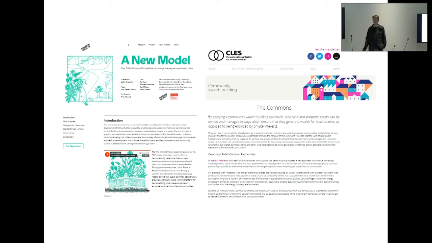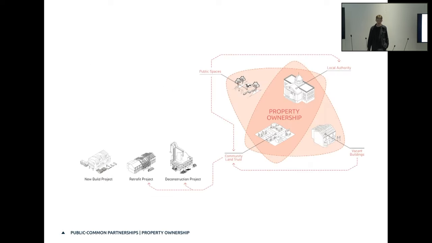These are models of joint ownership and governance where a council or local authority works with a commons association, such as a community land trust, to enable more radical solutions to local problems. In Granby, the derelict homes slated for demolition were instead handed over to the Granby CLT, allowing for them to be sustainably retrofitted and affordably rented, bypassing property speculation and wasteful development.